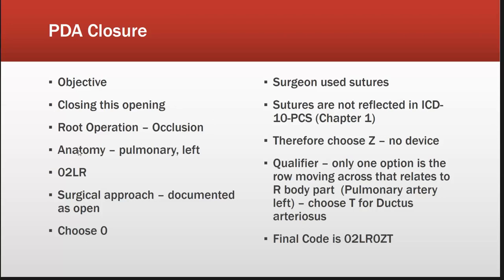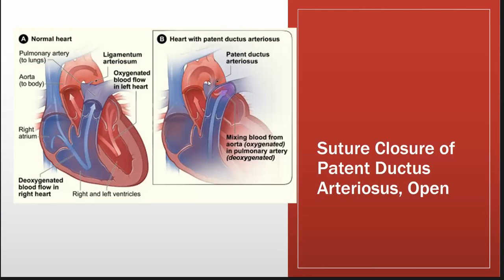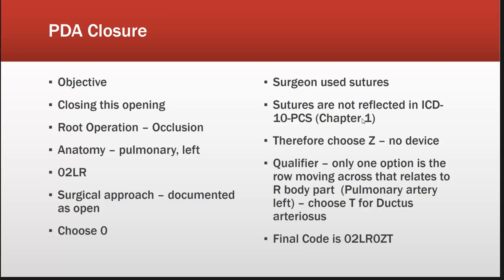Occlusion of where and what? Anatomy, pulmonary left. We're given 02LR. States in your clinical information it's open. Typically, if I go back to that picture, the surgeon is going to put sutures here. Per ICD-10-PCS information back in Chapter 1, sutures are not considered a device that we reflect in our device character value choice. So therefore we choose Z. Even though they were used, we just don't identify them.